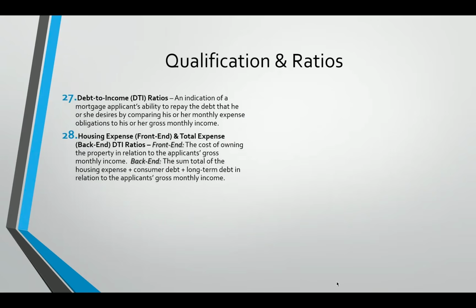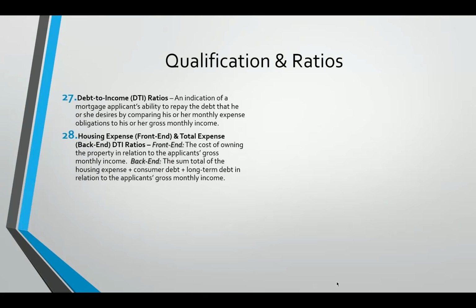This represents the total cost of owning the property, all mandatory expenses associated with owning the home, regardless of who's responsible for paying it. Either the borrower pays it directly to the individual or entity to whom it's owed, or the lender pays it on the borrower's behalf through their escrow account. That's irrelevant. If it's a mandatory cost associated with owning the home, all of those expenses get added together, and the total gets divided by the applicant's gross monthly income.